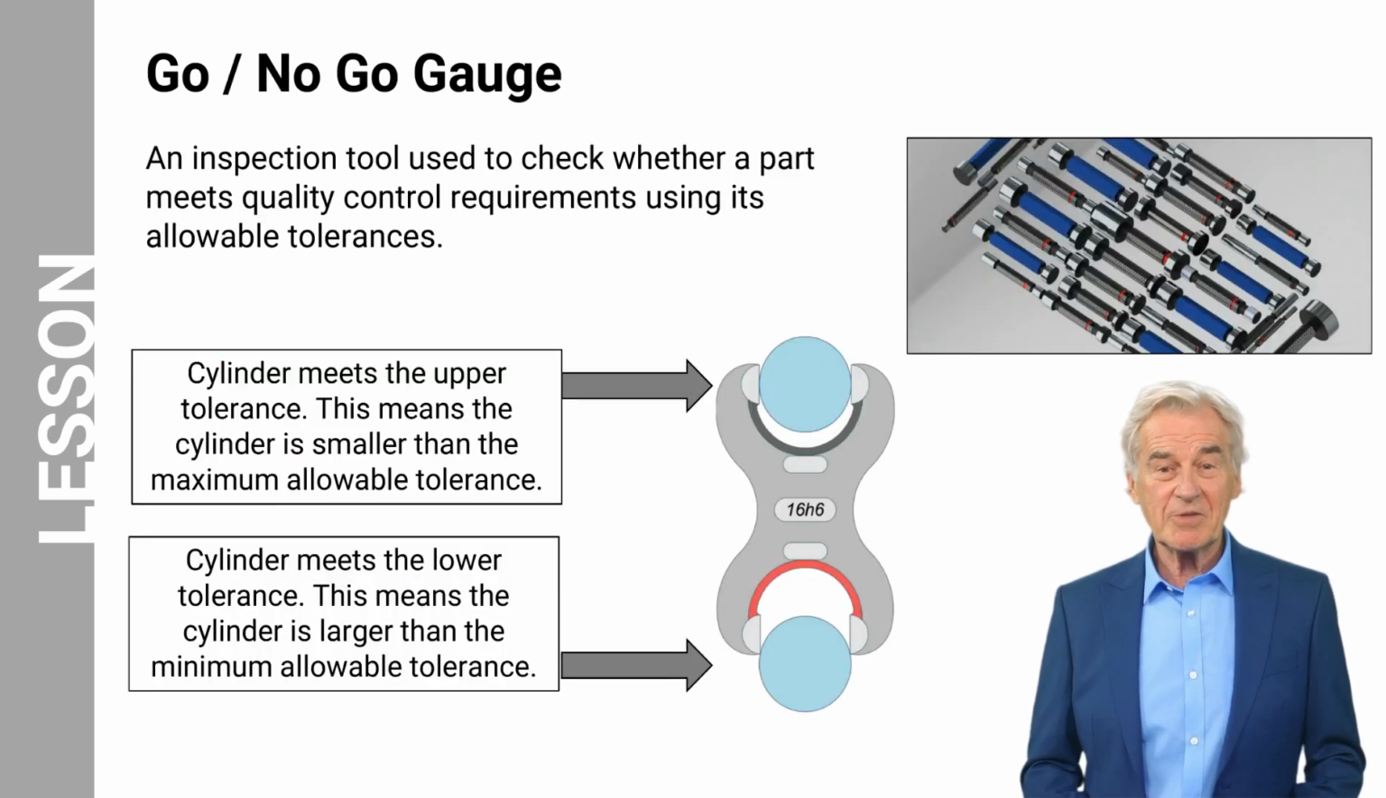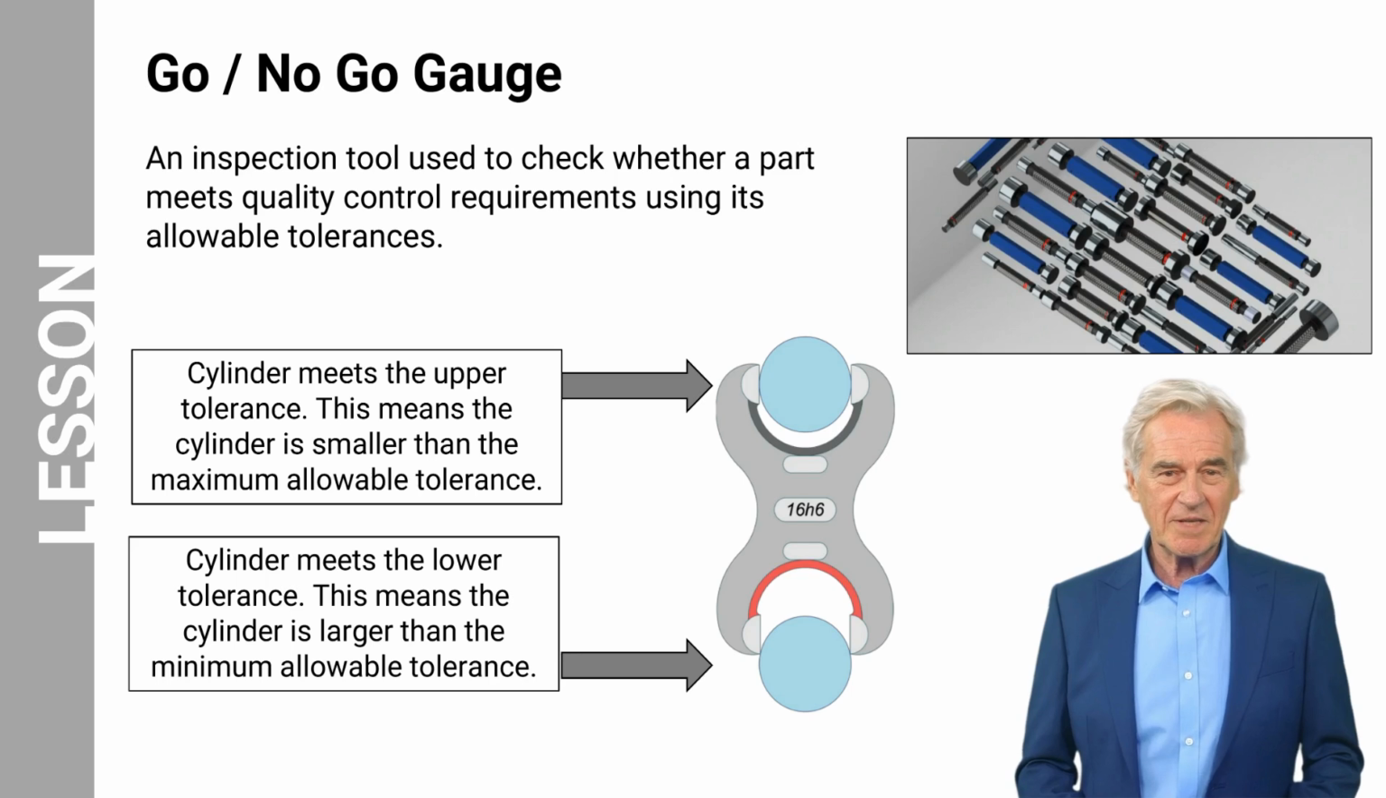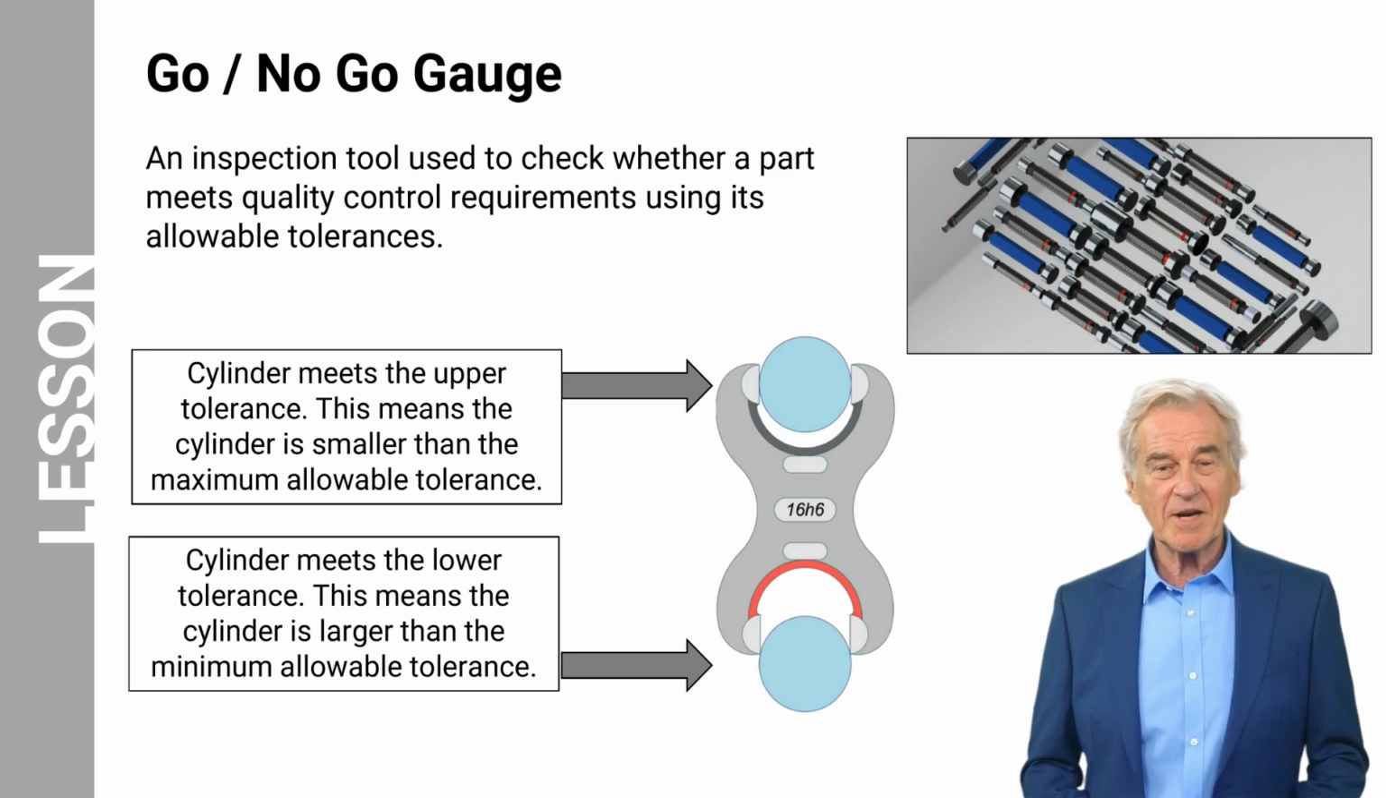Let us shift focus to a go-no-go gauge. This is an inspection tool used to check whether a part meets quality control requirements using its allowable tolerances. The figure here shows the upper and lower diameter tolerances of a cylinder inspected using a snap gauge, a type of go-no-go gauge. The top part of the snap gauge shows the cylinder meeting the upper tolerance. This means that the cylinder is smaller than the maximum allowable tolerance. The bottom part of the snap gauge shows the cylinder meeting the lower tolerance. This means that the cylinder is larger than the minimum allowable tolerance.